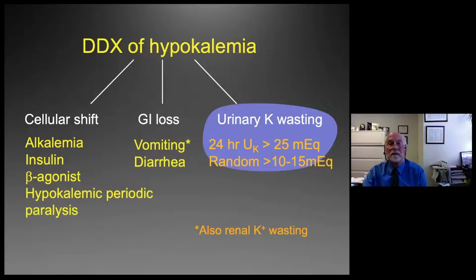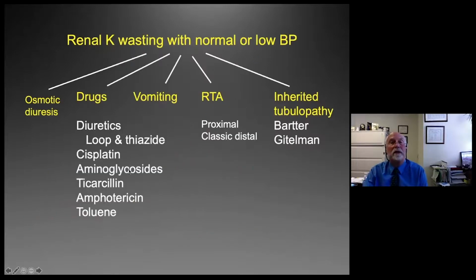And she falls here because we pointed out that her urine potassium was quite elevated for a K of 2.9. And she was normotensive. So we would be thinking differently if she were hypertensive. We'd be thinking about primary hyperaldo or maybe renal artery stenosis, fibromuscular dysplasia in a young woman. But she's normotensive. So how do you get renal potassium wasting with normal or low blood pressure? Osmotic diuresis, a variety of drugs, vomiting, renal tubular acidosis, as we alluded to in one of the previous cases, or an inherited tubulopathy.